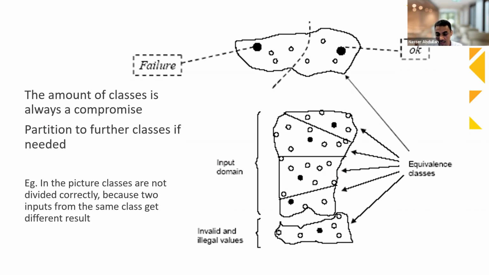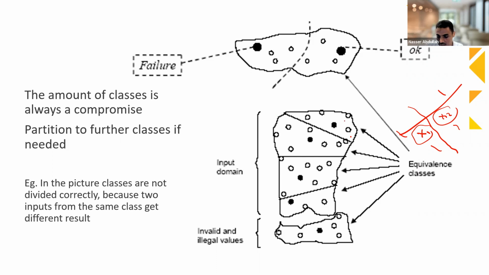Sometimes, as we say, we assume that the output of one partition will be the same. For example, if I test, we have this partition, and I take x1 from this partition and I take x2 from the same partition, but the result is not the same. In this case, it's better to divide this partition into two partitions.